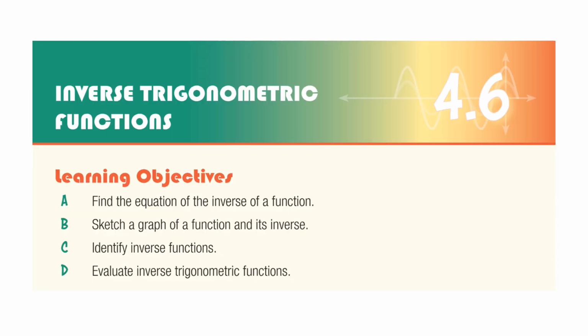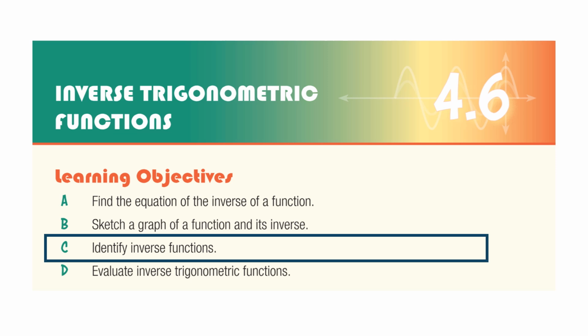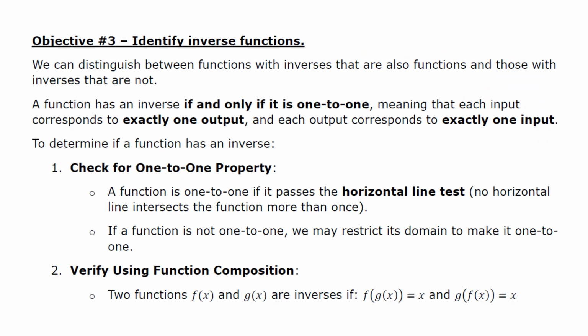All right. So I'm going to switch it around a little bit, and we're going to do the third objective first, and then come back to B. So we'll look at C first and identify inverse functions, and then we'll sketch the graph. So we can distinguish between functions with inverses that are also functions and those inverses that are not.